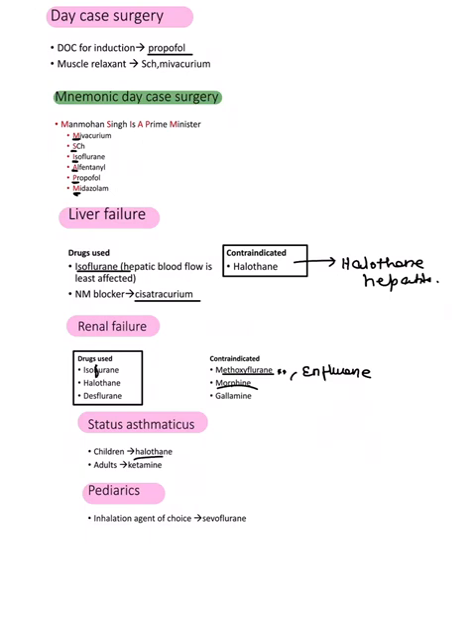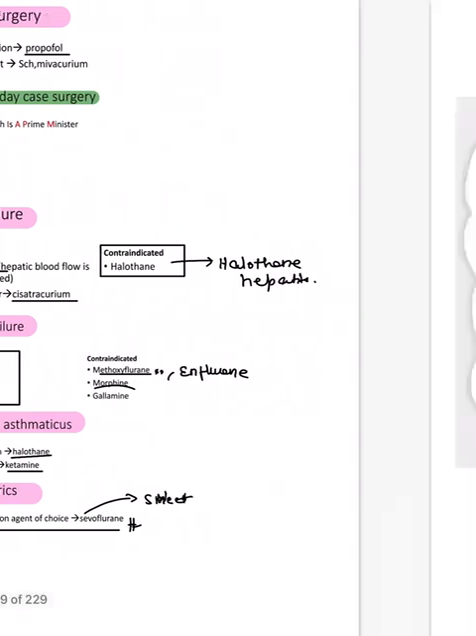Now status asthmaticus: in children we use halothane, and in adults we use ketamine. Pediatric, the best is sevoflurane. How do we remember? Sevoflurane has a sweet smell, hence the children will prefer it. So this is the most preferred in the pediatric population.